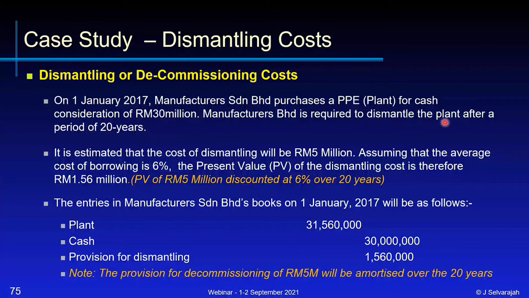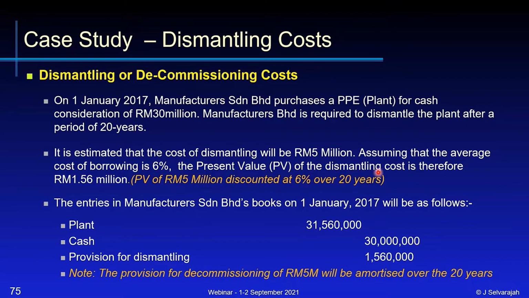So manufacturers has to dismantle the plant after a period of 20 years. So it is estimated that the cost of dismantling is 5 million. All right, that is 20 years time, right? Now, considering inflation and all that stuff, the value of money that could be up or down, the economic fundamentals affecting the economy, causing the currency to fall, because there are so many factors that will be considered. So we are just taking a figure at 5 million, right? Assuming that the average cost of borrowing is 6%, okay? Average cost of borrowing is 6%.